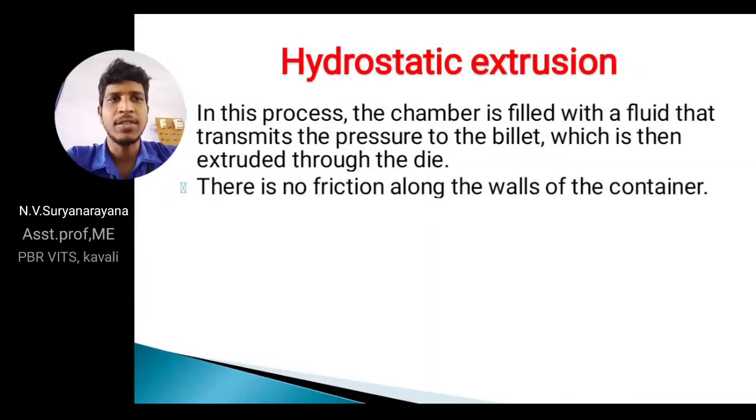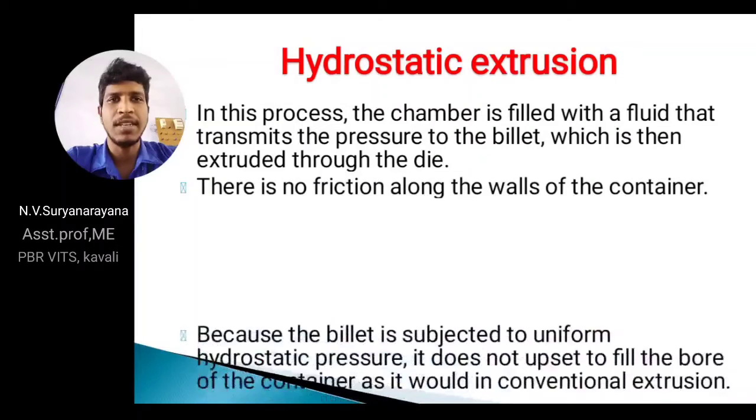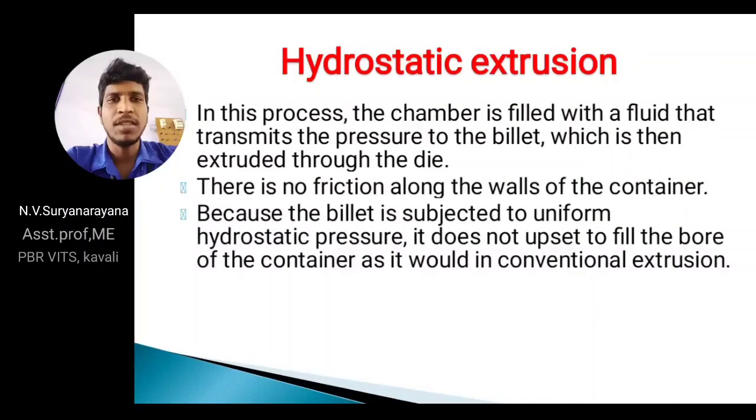In the hydrostatic extrusion process, the chamber is filled with a fluid and that transmits the power to the billet, which is then extruded through the die. There is no friction along the walls of the container. Why? Because the frictional forces are minimized by using lubrication inside the chamber. Because the billet is subjected to uniform hydrostatic pressure, it does not upset to fill the bore of the container, as it would in conventional extrusion.